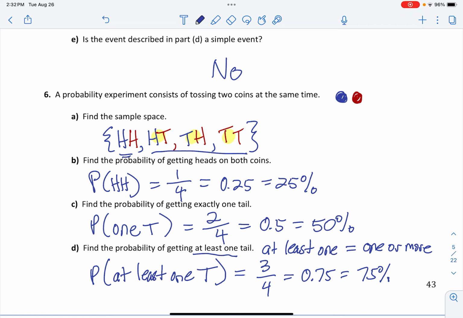Whew, okay, so there's a good little stopping point. Let's take a breather, and then we'll come back and get into some more complex probability.